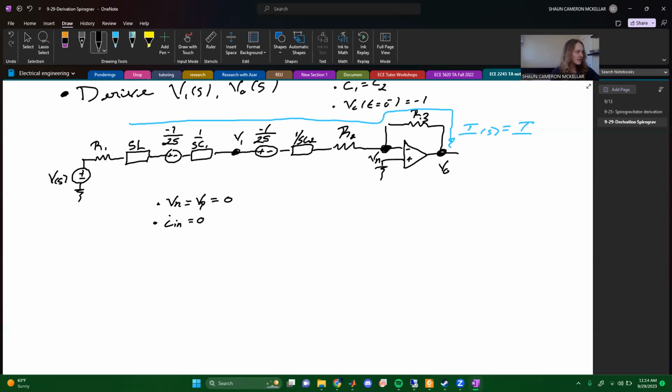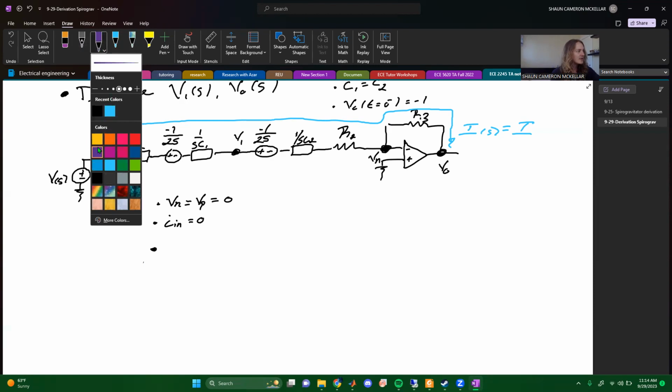So let's come up with some KVL equations. We could use node analysis. I'm going to do a KVL here because it's simple for me. So let's do our first KVL. I'm going to try this gray pen out. We'll see how it goes. But I'm going to start here.